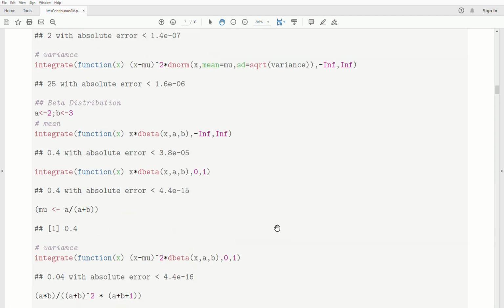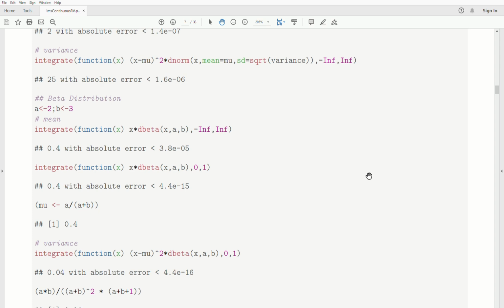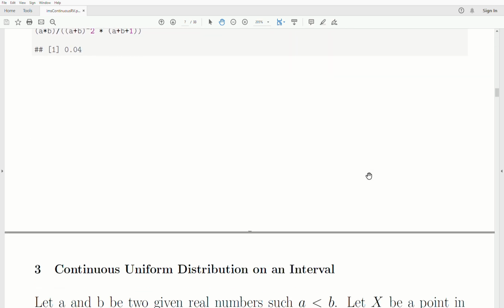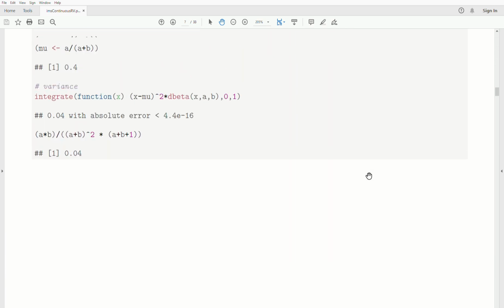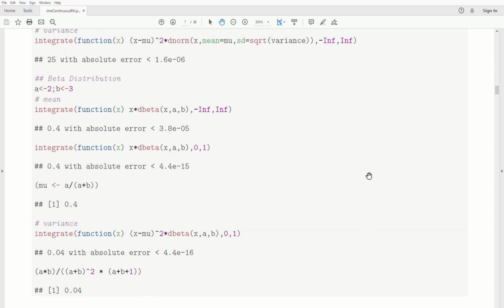Okay, we're right at 10 minutes, so I will stop. And I'm going to peek at what the next video is. It's the continuous uniform distribution on an interval.